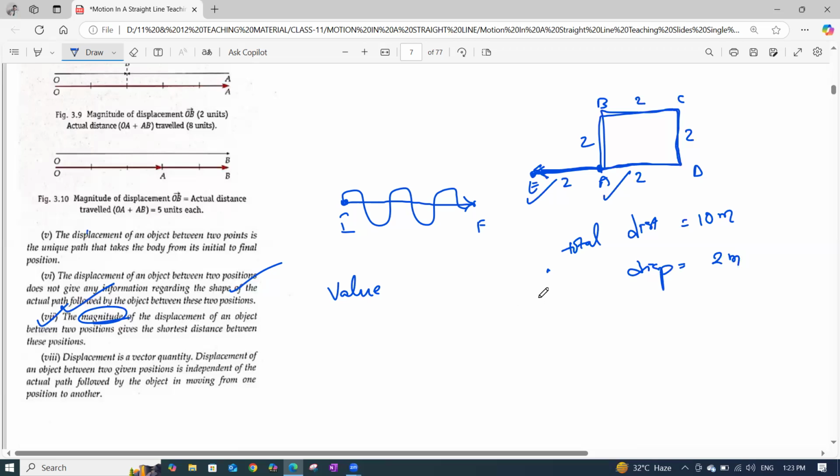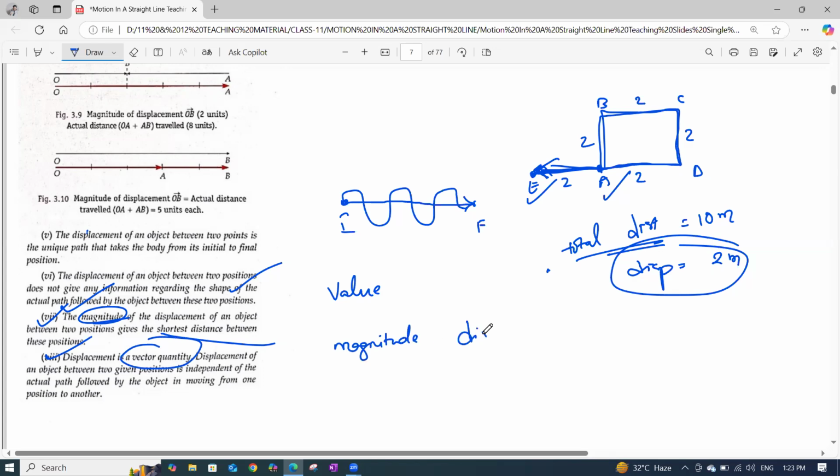So it will not talk about in which path it is traveling. At the same time, it will not give the total distance traveled. It will talk only regarding displacement, that is shortest distance between initial and final points. Last one, displacement is a vector quantity because it has both magnitude as well as direction.